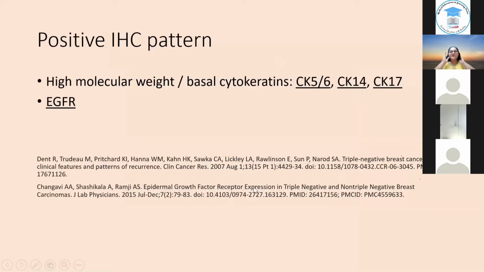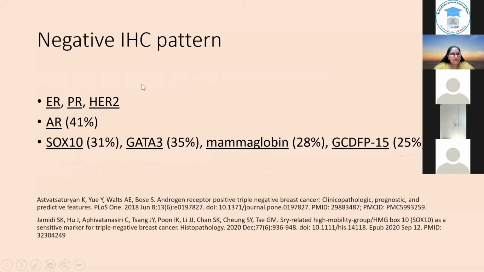So as we talked about the IHC patterns of TNBC, we talked about ER, PR, HER2/neu, which are negative in that. We talked about cancer stem cell markers CD44, CD133, CD49f. We talked about androgen receptors. We talked about PD-L1, Ki67, and BRCA1 and 2. But other IHC patterns which must be positive in cases are EGFR, CK5/6, 14, and 17. They are negative, as we all know, this is negative. AR is negative in 40% of cases and positive in 60% of cases. TNBC does not express GATA3, does not express SOX10, mammaglobin, and GCDFP-15.